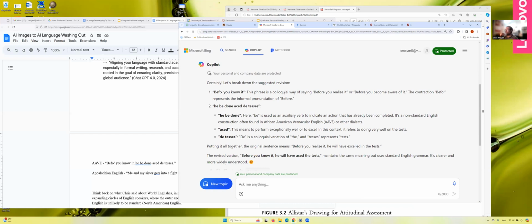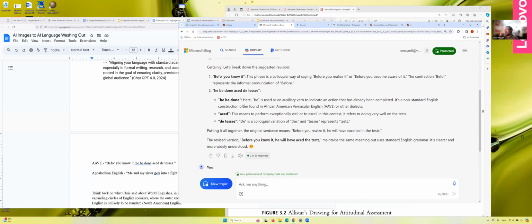So we're going to get rid of colloquial, I suppose. Here we have, it talks about the habitual be in Black English, and it's saying it's a non-standard English construction. So I guess the inference here is that it's non-standard and therefore we shouldn't use it. Maybe, right? That's my inference. I don't know if you agree with that.